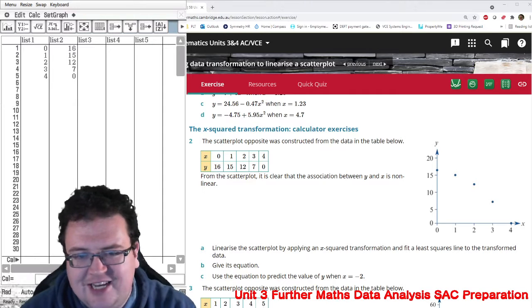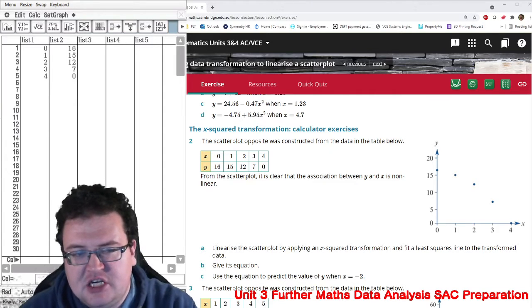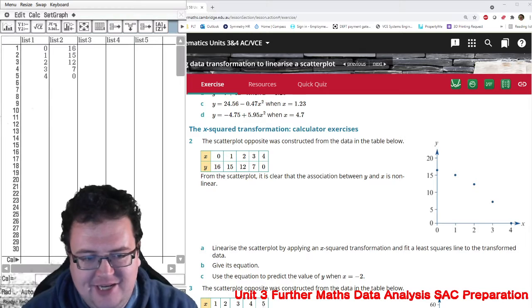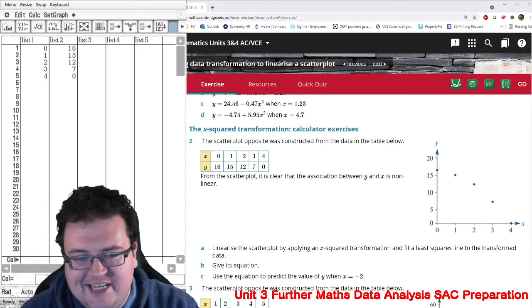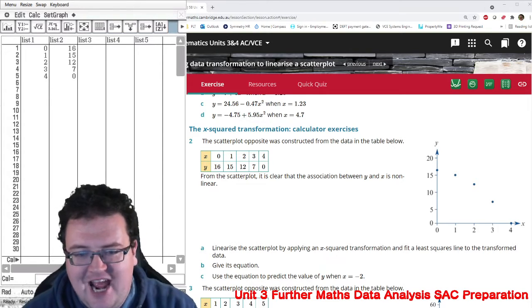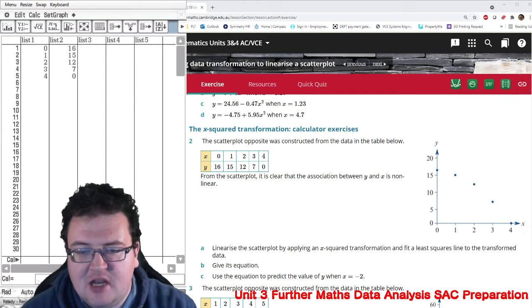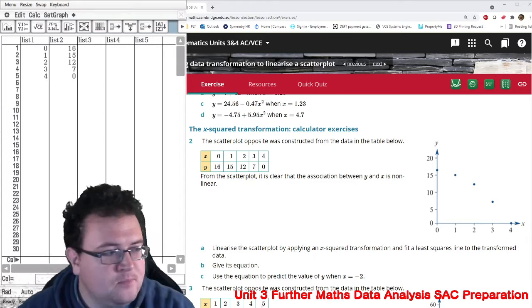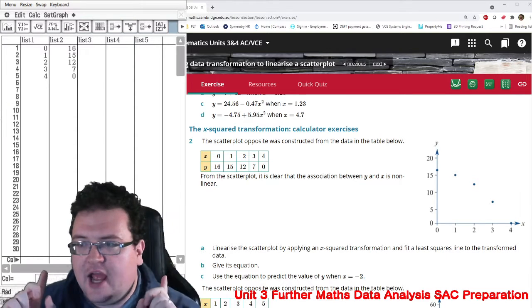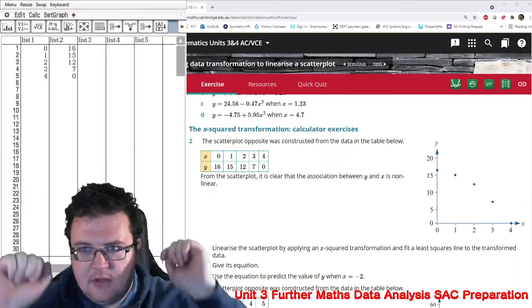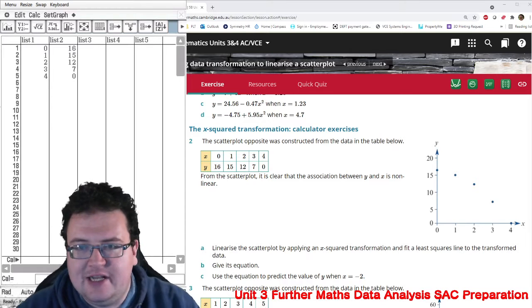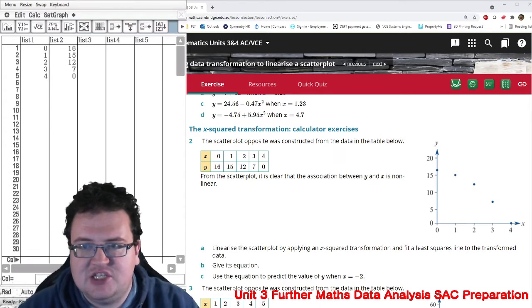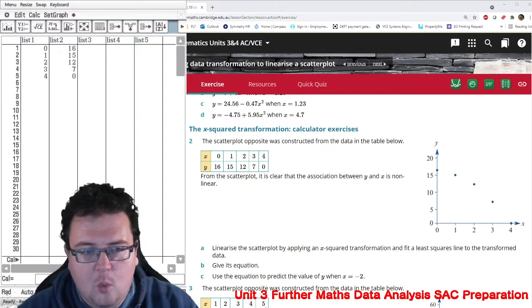From the scatter plot, it is clear that the association between y and x is non-linear. So we are required to linearize the scatter plot by applying an x squared transformation and fit a least squares line to the transformed data. As you can see behind me, I have my data already in my CAS calculator. List 1 is my x values, list 2 is my y values.